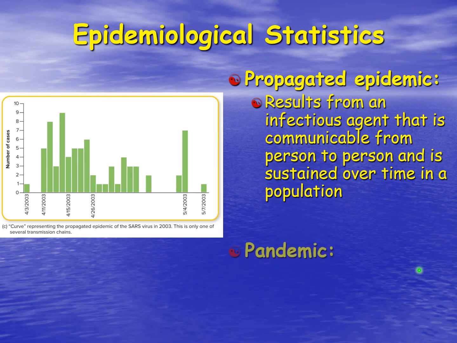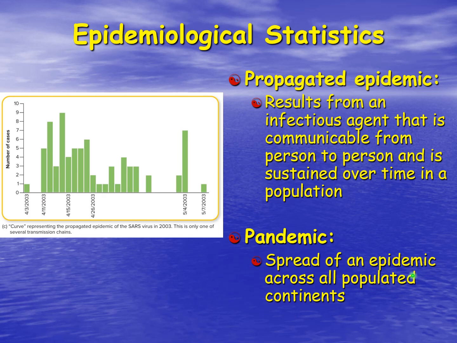And then, of course, a pandemic is the spread of an epidemic across all populated countries. So, SARS was held within a few countries in 2003-2004. COVID-19 is a pandemic because we have found cases of it on every populated continent except Antarctica around the world. And so it is a pandemic.